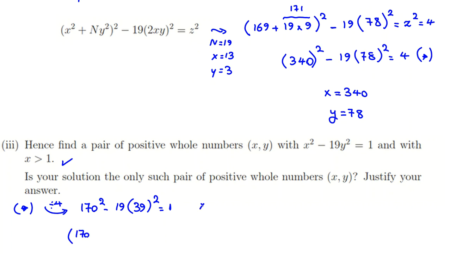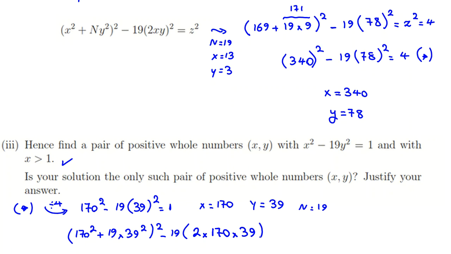Then here you can again say 170. Here x was what? x was 170. y was what? y was 39. Okay, so x squared will be 170 squared plus n, n is 19, we proved, plus 19 times 39 squared, minus 19 times 2 times x, which is 170, times y, which is 39, squared, equals 1. Again, from new x and y, you can create another x and y, and so on. Okay, now it was part 3.